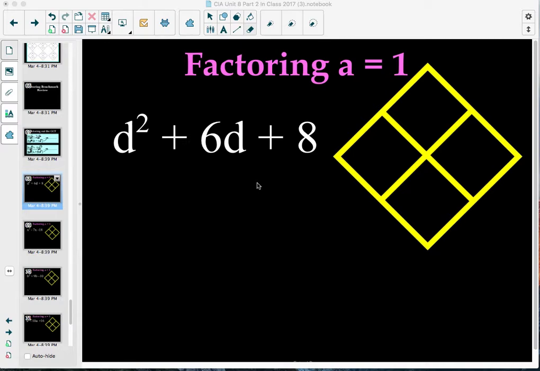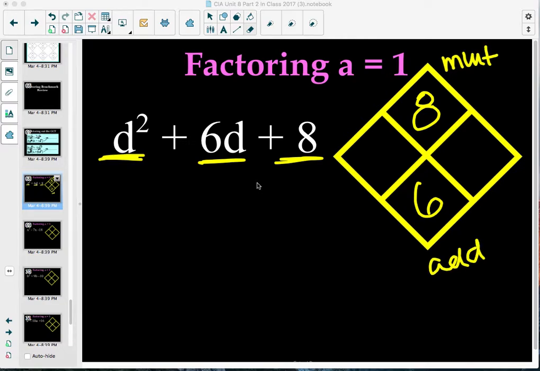The second type we did was factoring with a equal to 1. You can tell it's this type if you look at the first thing and it doesn't have a number in front. And it also needs to have 3 terms. So 8 goes on top because it's the last number. 6 goes on the bottom because it's the middle number, because we want to multiply to 8 and add to 6.